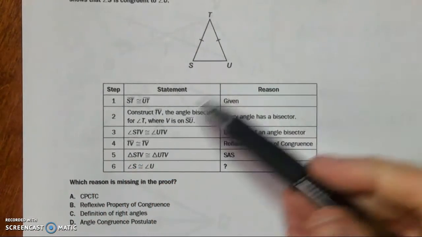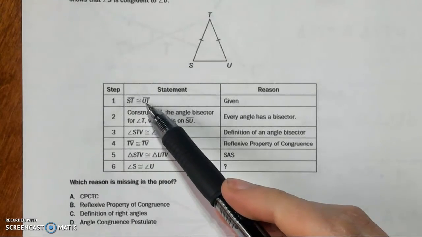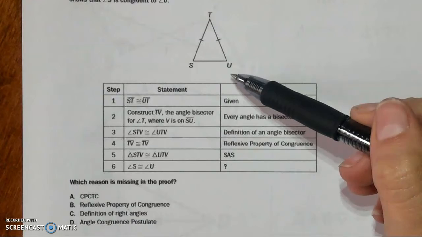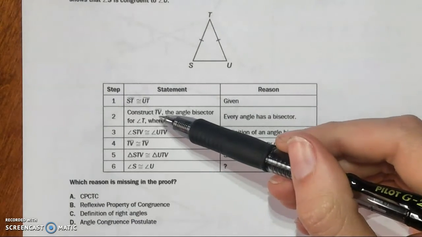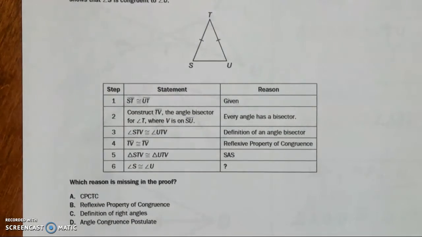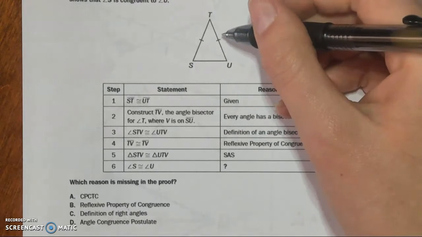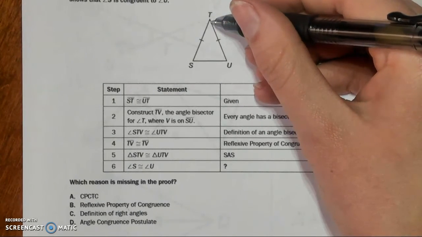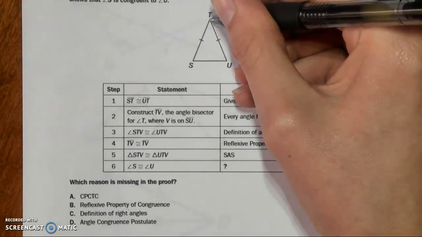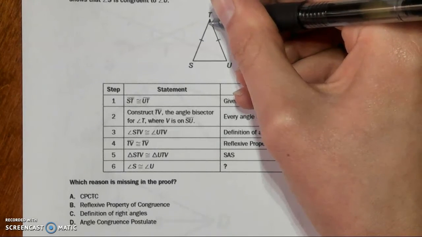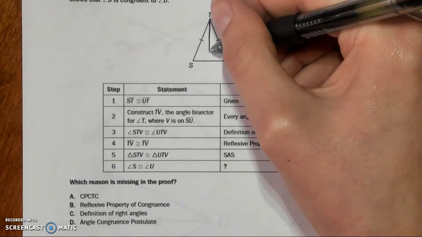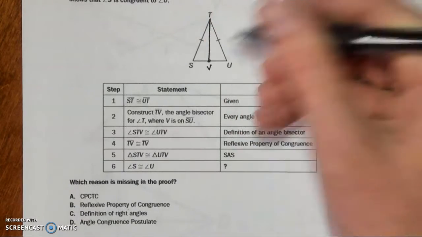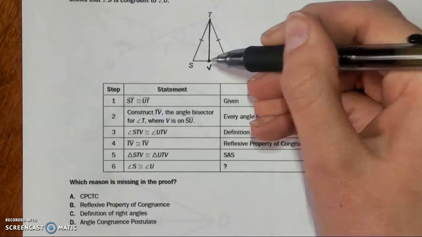Well, let's read through. It says ST is congruent to UT. That's given, and it's actually already marked on our picture. And then number 2 says construct TV. So construct means we're going to do it. Construct TV, the angle bisector for this angle T, where V is on SU. So that means we're making this angle bisector. It's going through this angle, and this would be V. So that's TV. We constructed it.